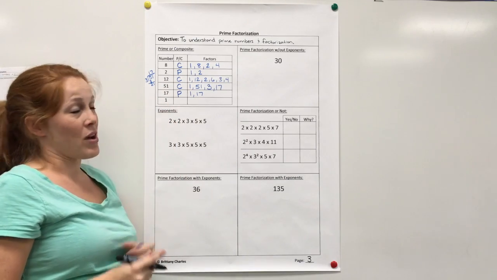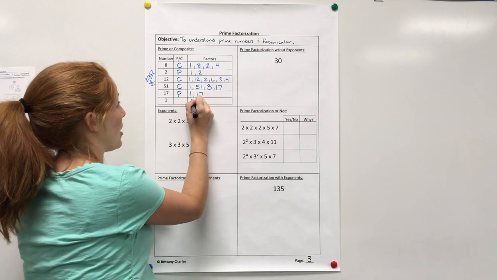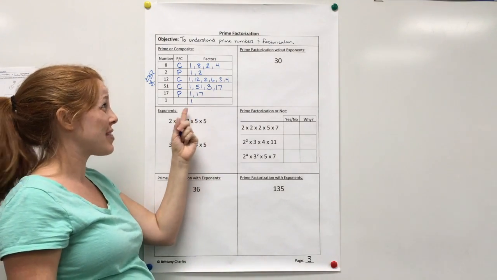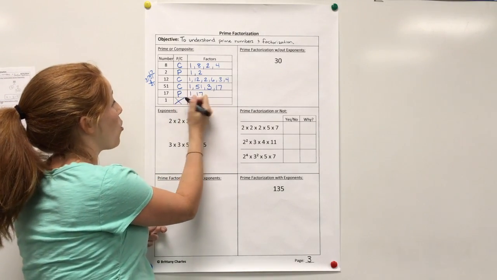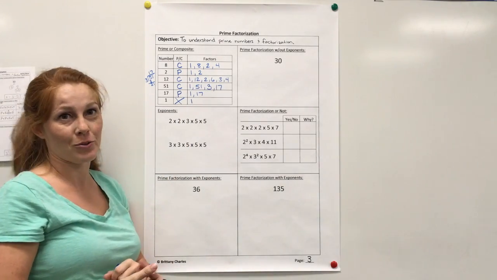Okay, now last, we have 1. Well, what can I multiply and get 1? It would just be 1 times 1. Well, 1 is the same number, so I don't need to write it twice. That means it only has 1 factor. So this actually is not prime or composite. It is a special case because it only has 1 factor.